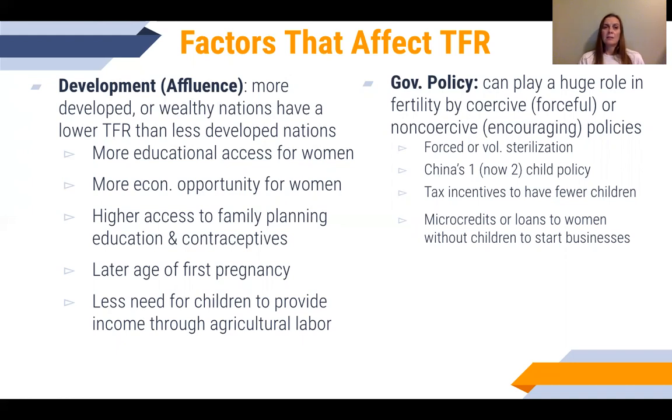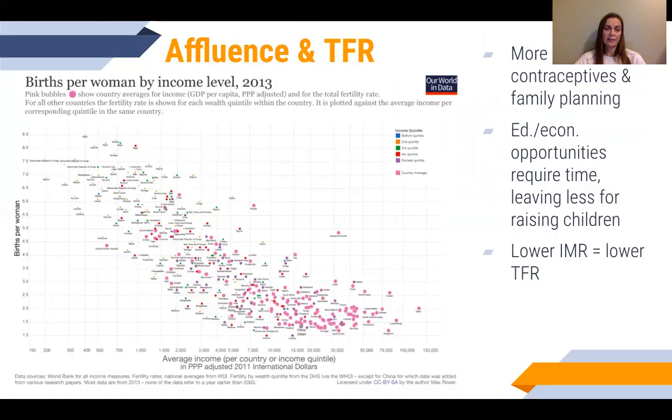Now, it was not something that was enforced by jail time or by taking children away, but it was a heavy fine for families that had more than one child, and frequently beyond the ability of the family to pay. Now, when we talk about encouraging policies, sometimes countries will have tax incentives for having fewer children, or they'll give loans to women to start businesses if they don't have children. So they're encouraging a lower fertility rate. So we can have coercive, or we can have encouraging. Carrot and stick.